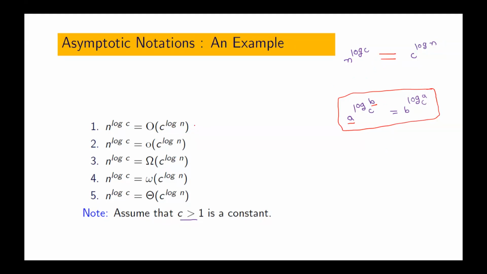So hence, what about these? First one, is it true? True. False. True again. False. True. Is there any doubt? Once you know the relation between the two functions, after that you only need to remember the definitions of asymptotic notations. That's all.